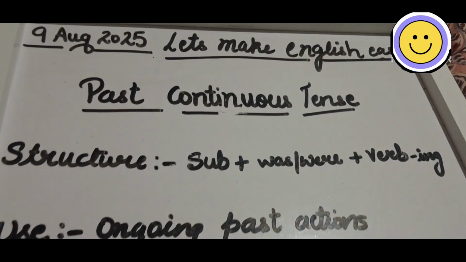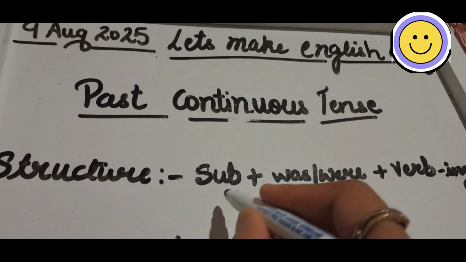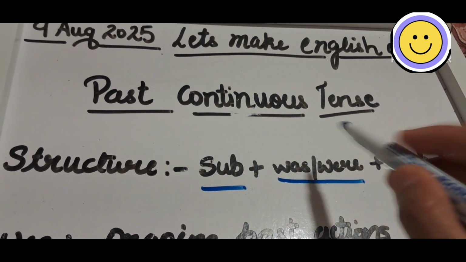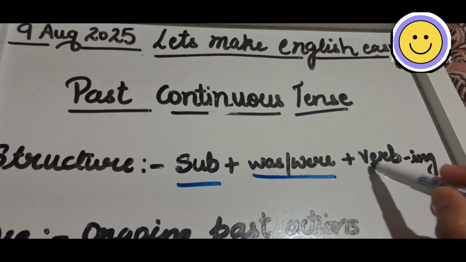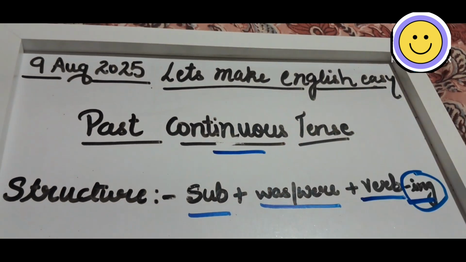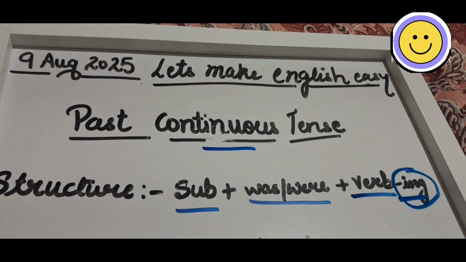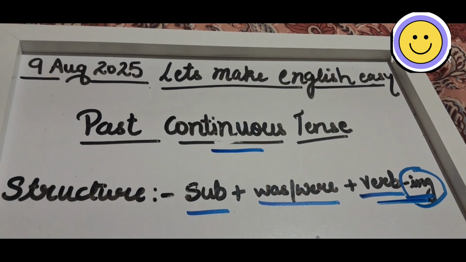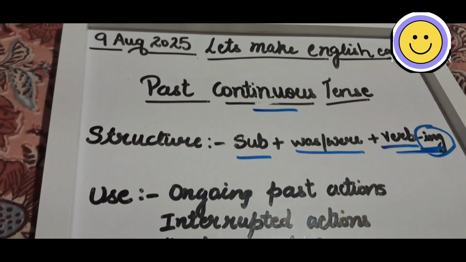The structure of this tense is the subject, the helping verb, that is was or were because it's the past tense, plus the verb and ing because it's continuous tense. So we know whenever there is the word continuous, we'll add ing. Okay? So let's move further.